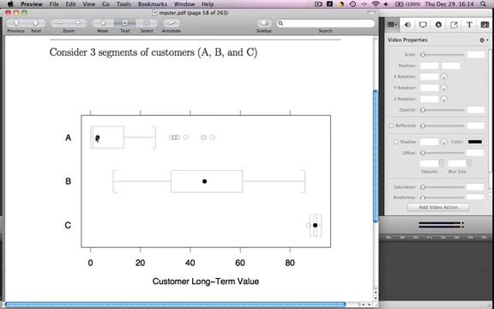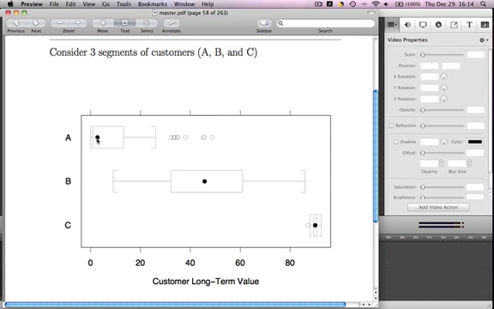Segment A is very different from the other two. First off, the typical value of a customer is very low. So these customers are very poor. Half the customers have a value of about 5 or less. That dot shows the median. Half of the distribution lies in that little window. The other half lies out here. So these customers are typically very poor.